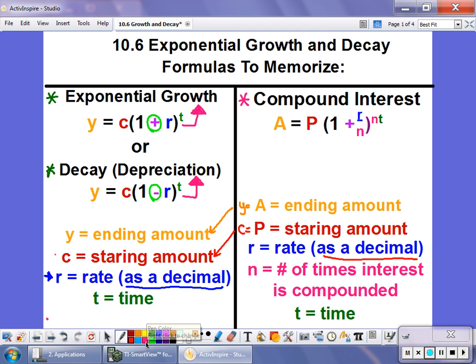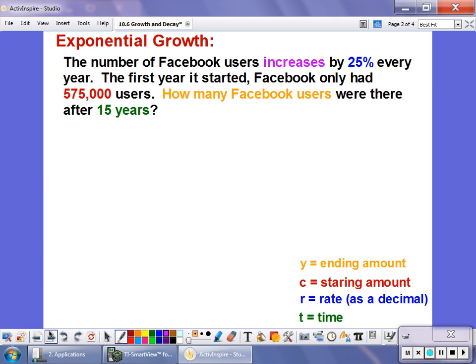The new thing that we have in this problem, though, is this N. The N stands for the number of times your interest is compounded. And in your problem, if you have a compound interest problem, it'll specifically say something like the interest compounds quarterly. Quarterly is 4 times, so what we would do is take that value of 4 and plug it in for N here and here. And you'll see this when we actually do these problems. But let's start with just basic exponential growth.